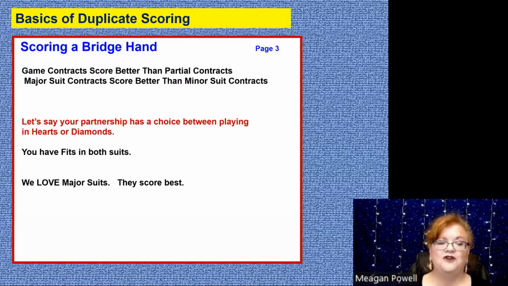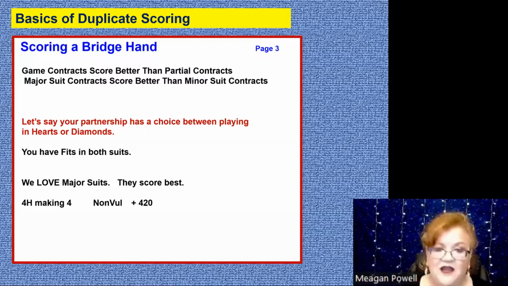You've looked at your cards, you're bidding, and somehow in the auction, you figure out that you in fact have a heart fit and you have a diamond fit. How do you know which way to go? Well, major suits score better. We love them. They score best. And here's an example of that.